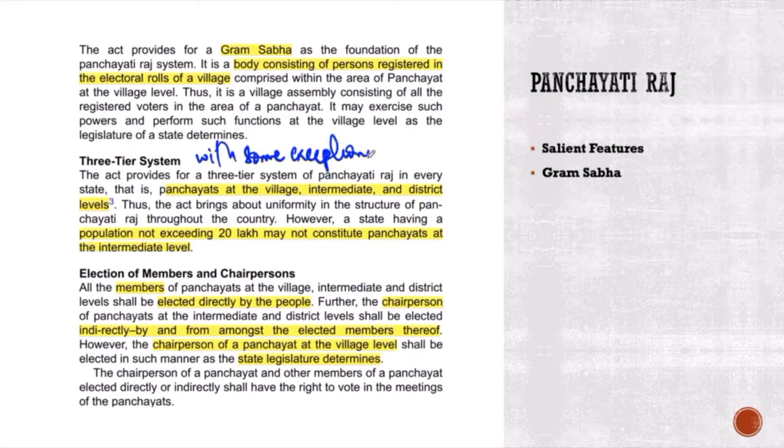See, in a democracy, we need to have elections in order to have a proper way of saying who is going to be the representative. And that is why we have this election. And for that, we have to have free and fair elections, right? So all the members of the panchayat at the village level or the intermediate level or whichever levels we're talking about, they are elected directly by the people. So members and direct election.